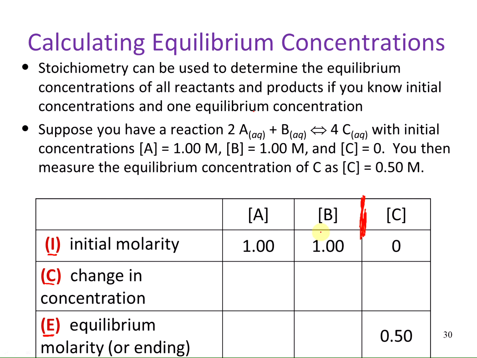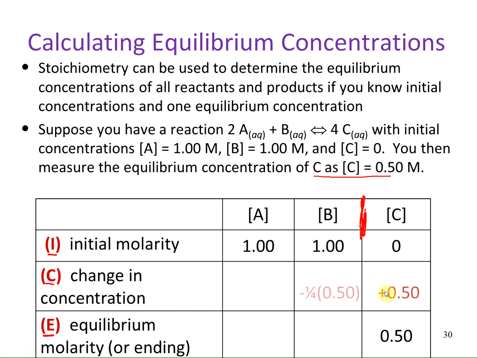So I put in our initial values of 1 molar A, 1 molar B, and 0 amount of C. Now they also told us that we measured the equilibrium concentration of C as 0.5 molar. So at the end it was 0.5 molar. If we went from 0 to 0.5, the change had to be positive 0.5.